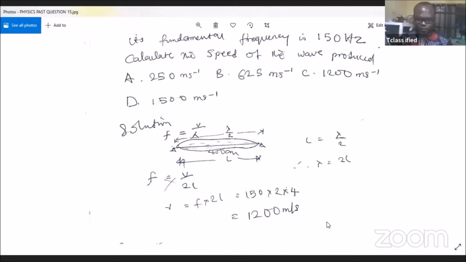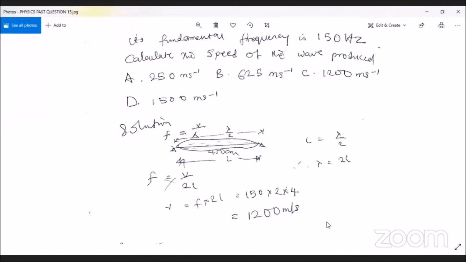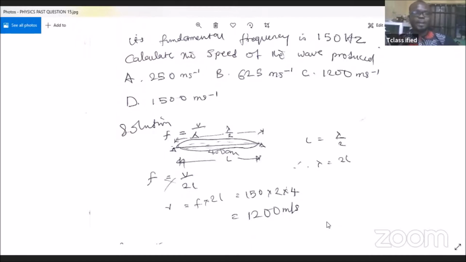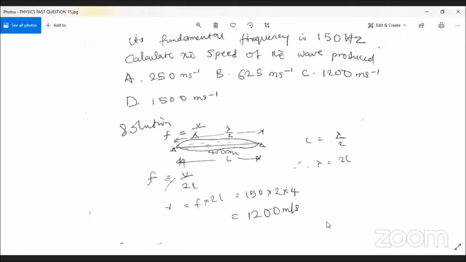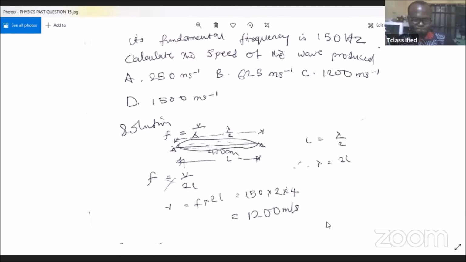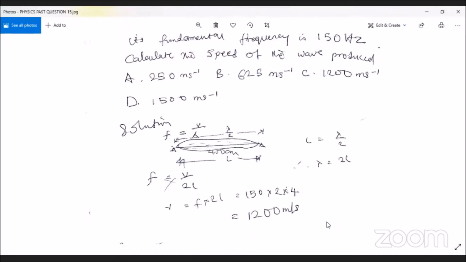If you're done writing, let me move on if you understand it. Sorry, how did we know that it will be V over 2L? Because there's also another one for V over L. Another formula that is F is equal to V over L.